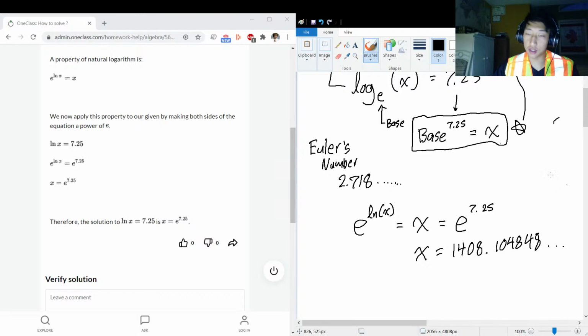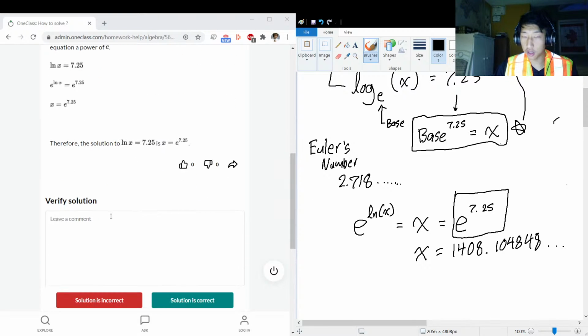Now, it is probably better to leave your final answer looking like this, as the e. Because when you introduce the decimals, and that's a lot of decimals, you're going to lose precision if you cut them off, so it's better to just leave it as something exact, which is just e to the power of 7.25. Sounds good, sounds great. I think it sounds great.